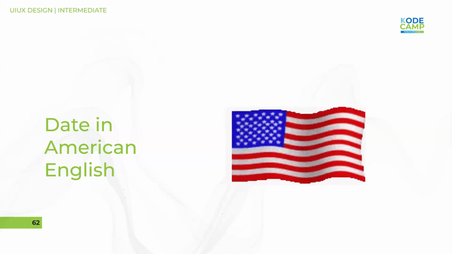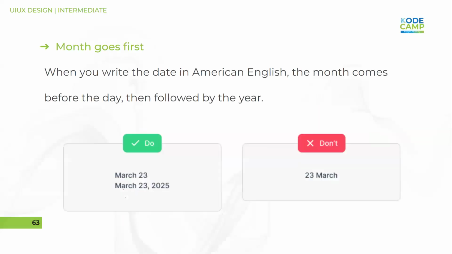All right, so let's look at our dates in American English. We said in American English, month goes first. I know most of us did not know this. So when you write dates in American English, the month comes first before the day, then followed by the year. So it is the month, then the day, then the year. If you want to remove the year, then it is okay. Month and day is still fine. It is not day and month. That is American English. British English is going to be the vice versa.